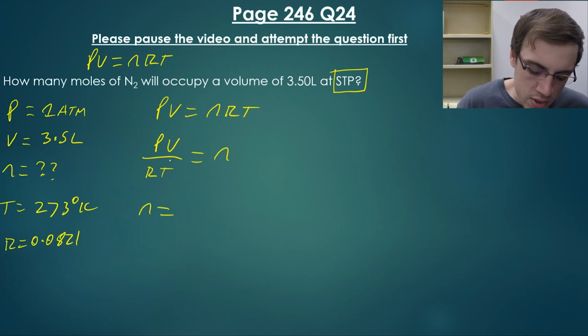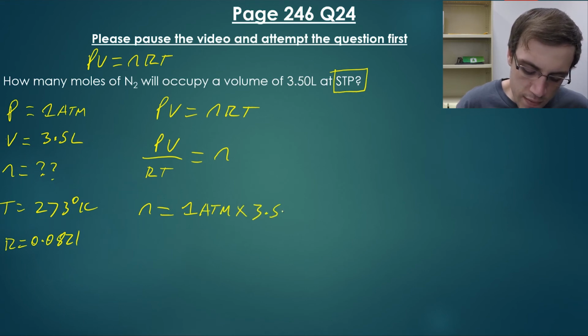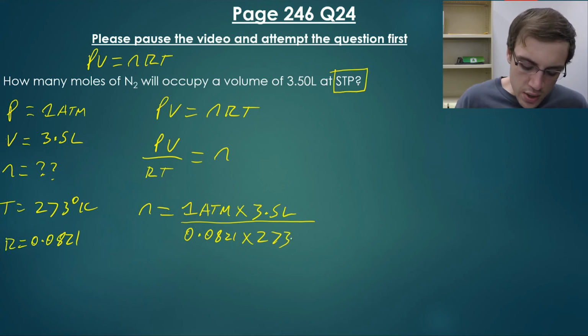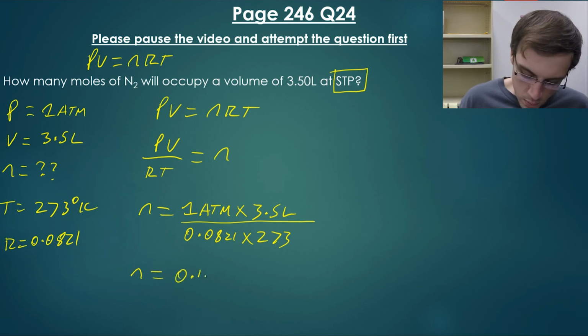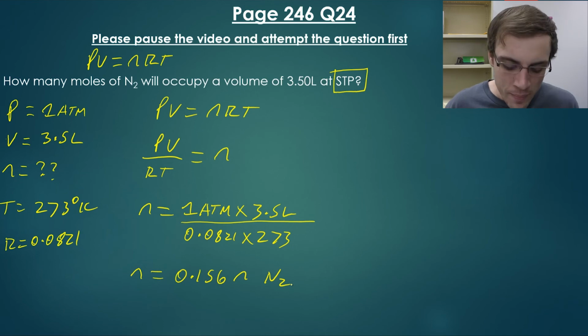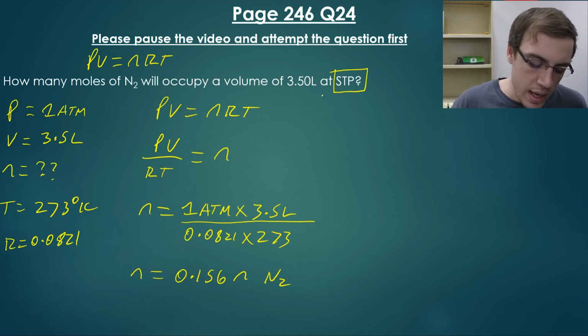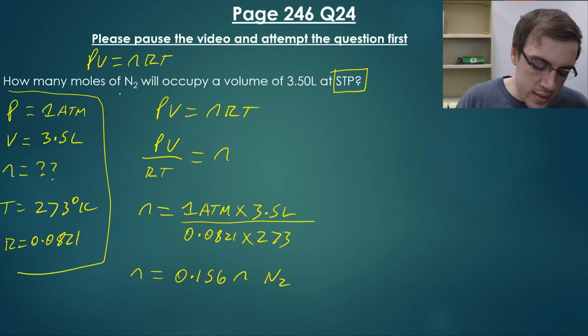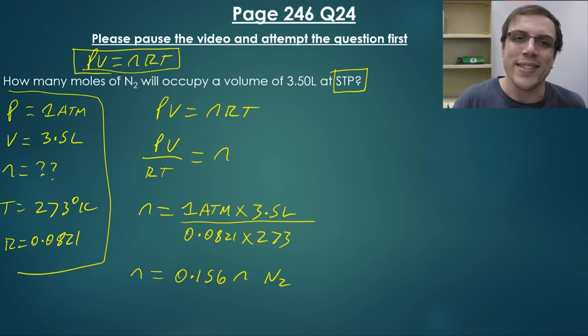So moles is equal to pressure, which is 1 atmosphere, times 3.5 liters, divided by 0.0821 times 273. So that means that moles is going to equal 0.156 moles of nitrogen. And that's it. That one's a nice easy one. So whenever you see that term STP, instantly this and this should be popping straight into your mind.